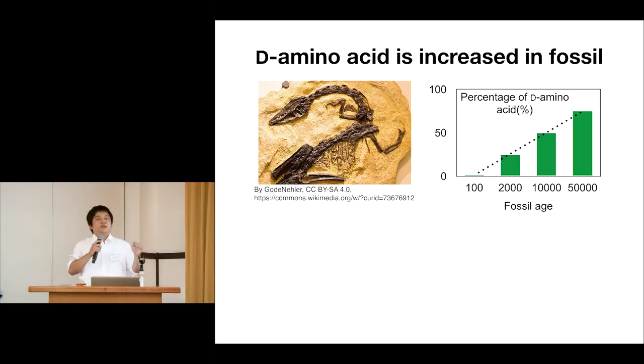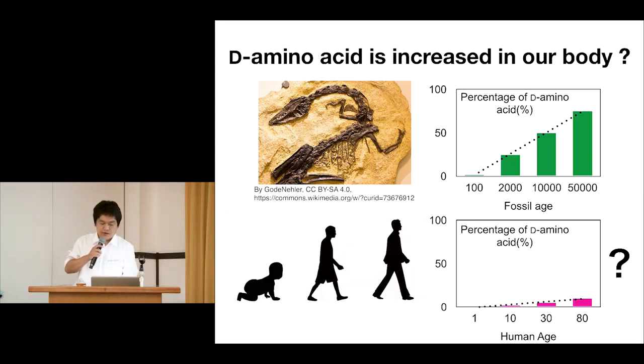The fossil is under the ground, at low temperature. So other people think this reaction may occur at high temperature, like the 37 degrees of the human body. So probably some of the amino acids are changing slowly from L to D under physiological conditions.